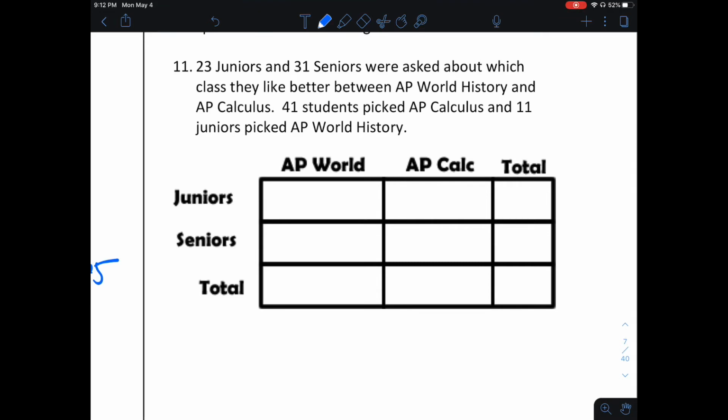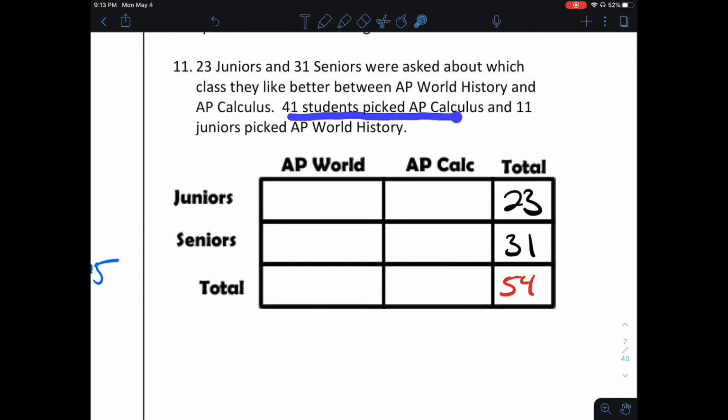Nothing is filled out in this table. 23 juniors and 31 seniors were asked which class they liked better between AP World History and AP Calculus. First of all, we got 23 juniors. So that's easy. Total juniors, 23. 31 seniors, that's easy. Total of 31 seniors. Something else that we know from this is that the total number of students has to be 54. I'm going to put in red something that we calculated on our own.